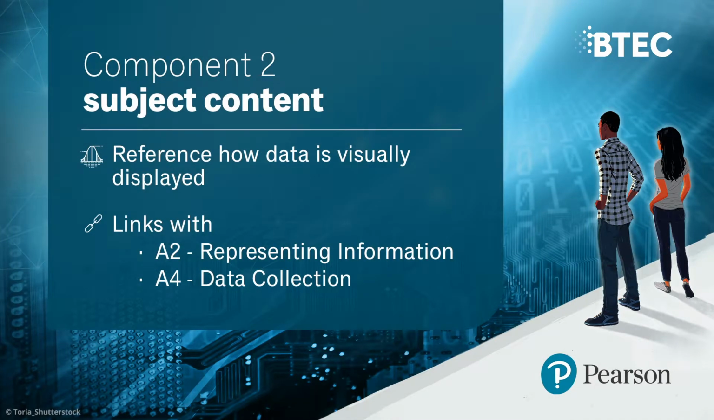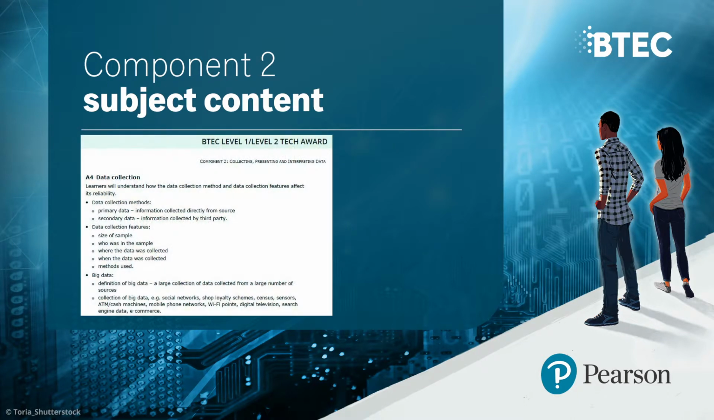Looking at Component 2 and the subject content for Element A6 specifically, and the different types of sectors that use data modelling, you can reference how this is visually displayed. There are plenty of examples on the web of how different industries show data in different ways and how they interpret this in what they do. This can link well with both elements of A2, representing information, and element A4, data collection.